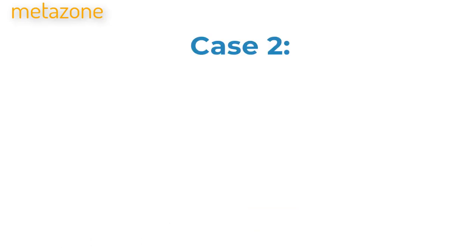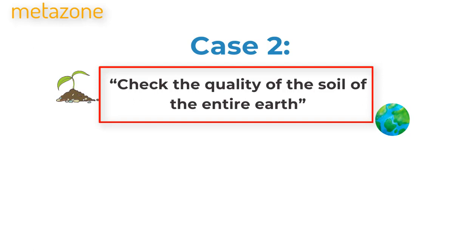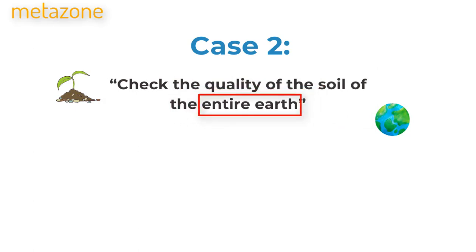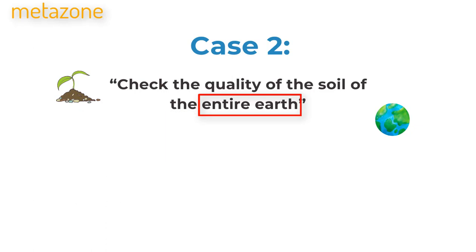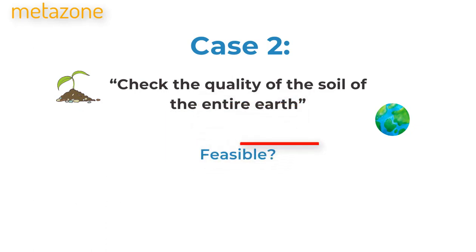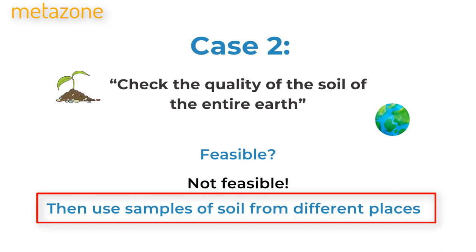Case 2. If you have been given a task, check the quality of the soil of the entire earth. Analysis of the statement. Here the words entire earth can lead you to think of the population. But before moving further, clarify the following questions. Feasible. Is it feasible to collect the soil of the entire earth? If not, then you might be using samples from different places to perform your research.